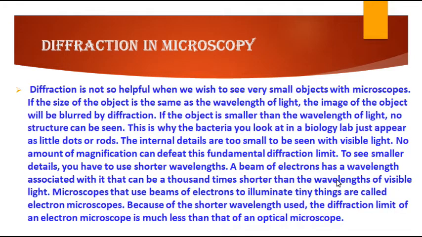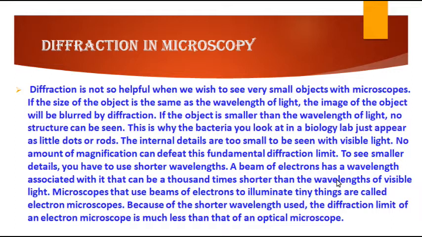So diffraction in a microscope. This is an example of how diffraction takes place in a microscope. Diffraction is not so helpful when we wish to see very small objects with microscopes. If the size of the object is the same as the wavelength of light, the image of the object will be blurred by diffraction. If the object is smaller than the wavelength of light, no structure can be seen. This is why the bacteria you look at in a biology lab just appear as small dots or rods.